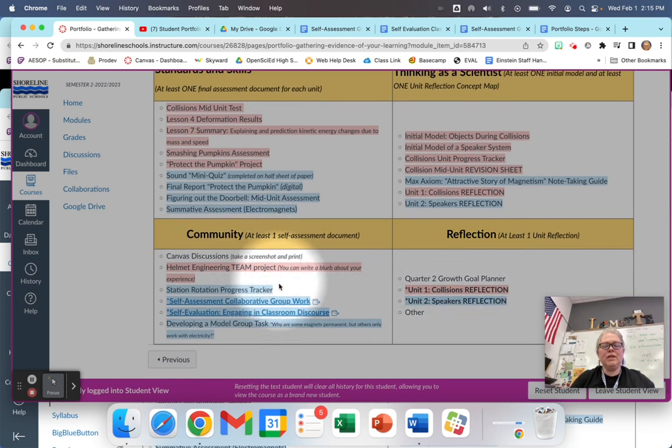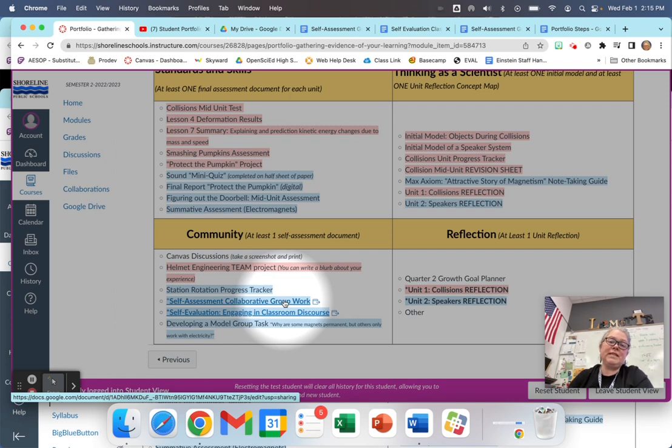For community, you need to have at least 1 self-assessment document. There were a couple that we did in class. This collaborative group one we've already done, and this was about the work that we did in the magnet poster. This engaging in classroom discourse is more general, and it applies to kind of all of semester 1.